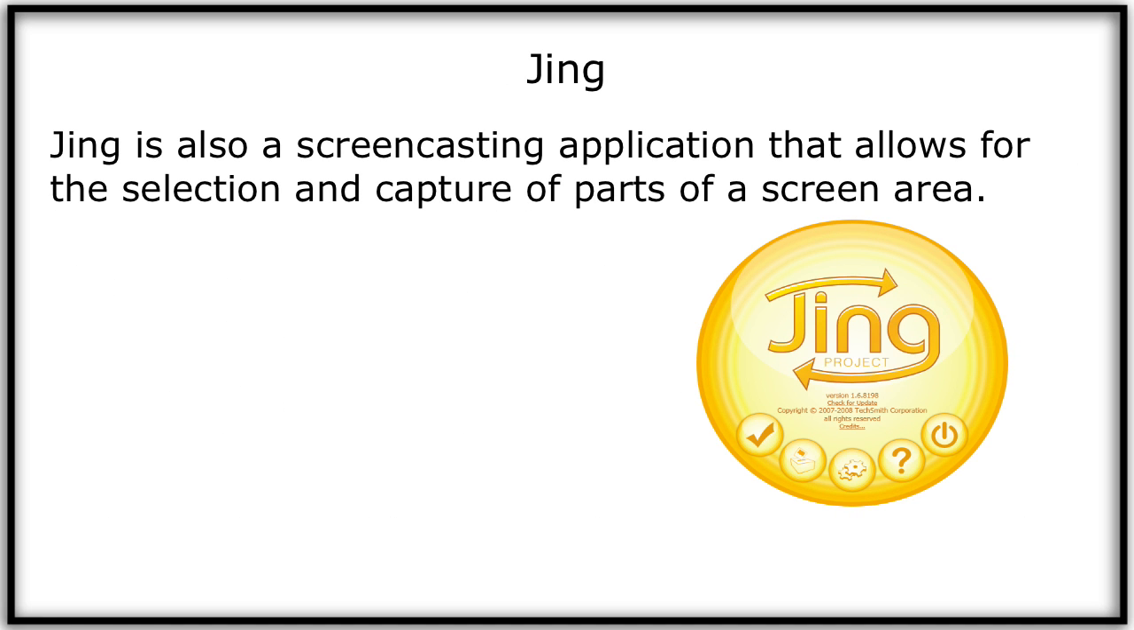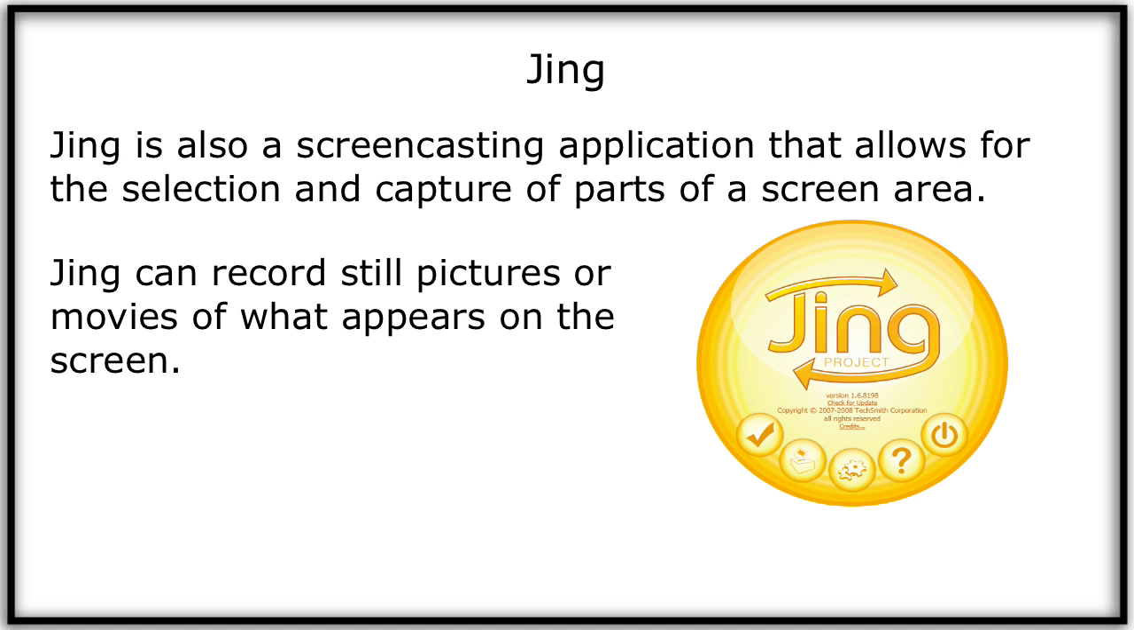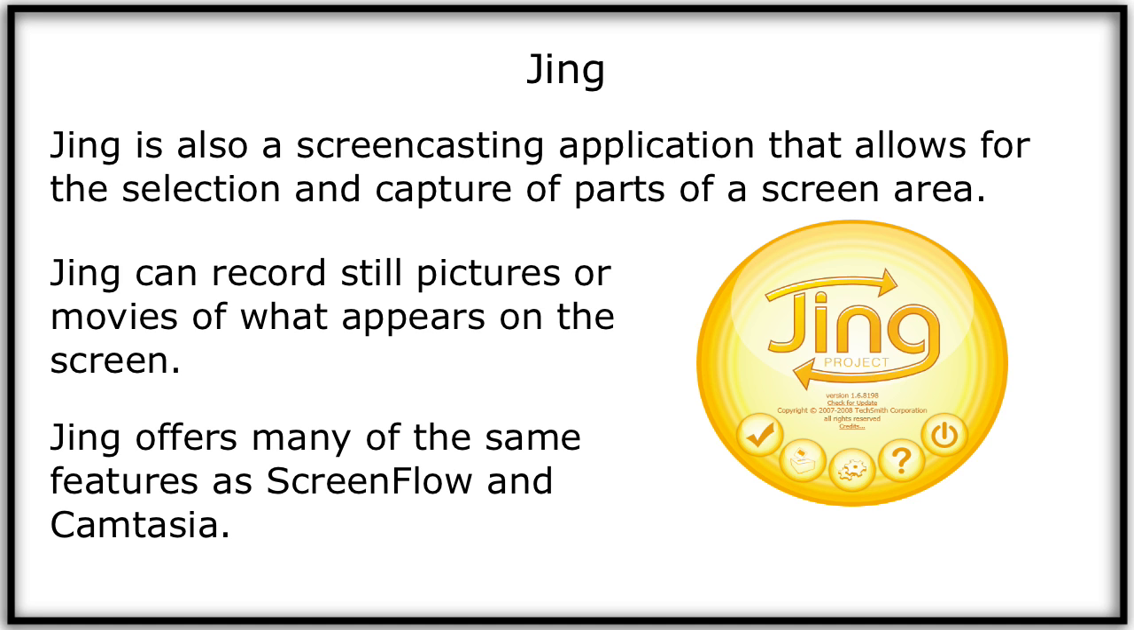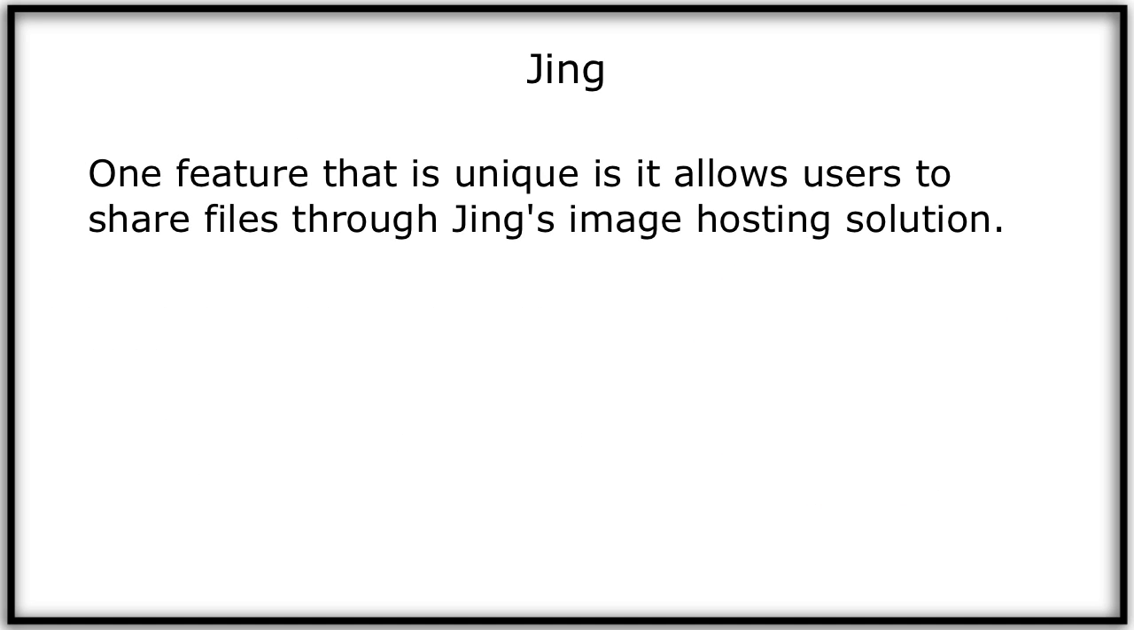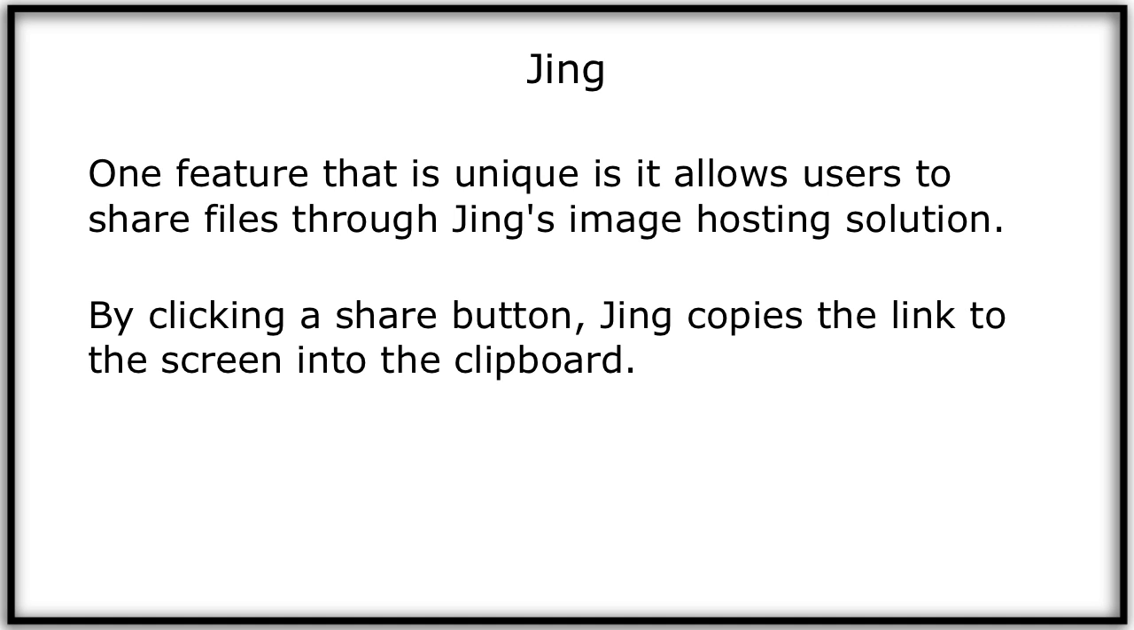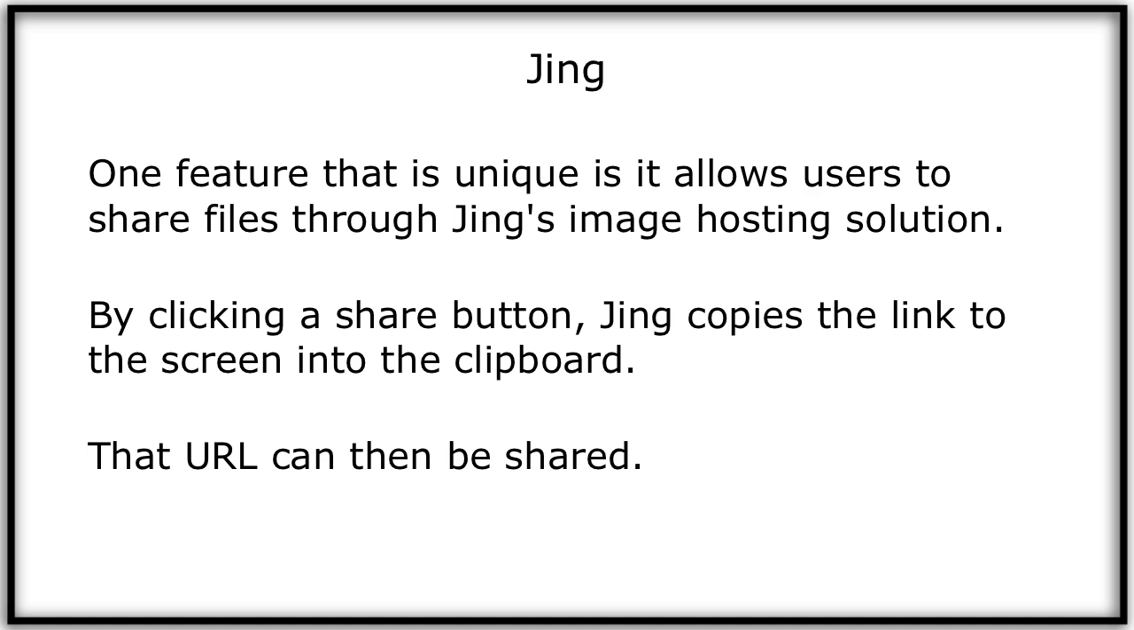Jing. Jing is also a screencasting application that allows for the selection and capture of parts of a screen area. Jing can record still pictures or movies of what appears on the screen. Jing offers many of the same features as ScreenFlow and Camtasia. One feature that is unique to Jing is that it allows users to share files through Jing's image hosting solution. By clicking a Share button, Jing copies the link to the screen into the clipboard. That URL can then be shared.